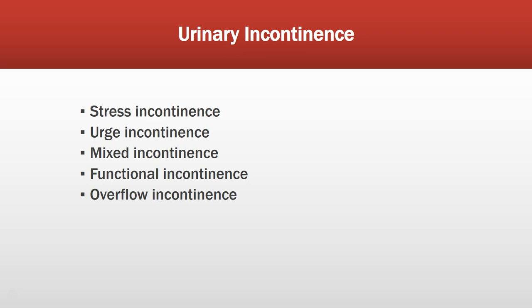Urge incontinence occurs due to an abrupt urge to void immediately. Mixed incontinence is a combination of both urge and stress. Functional incontinence happens when there is an environmental, cognitive, or physical reason that prevents the person from reaching the bathroom in time. Overflow incontinence, lastly, is due to an over-distended bladder that causes the body to empty the bladder.